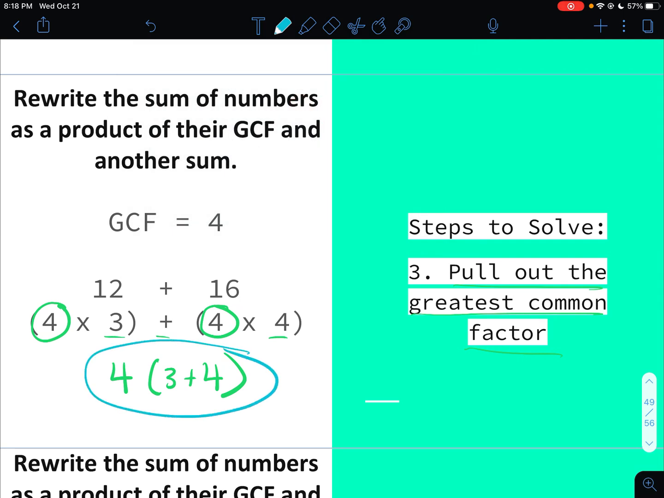Okay, so you took this sum of adding 2 numbers and you rewrote it using the distributive property. It's called factoring out. You factored out the greatest common factor, or you pulled out the greatest common factor from each number. Okay? So make sure you have all of those notes written down, and we're going to do a couple more together just because this is kind of weird, like I said before.